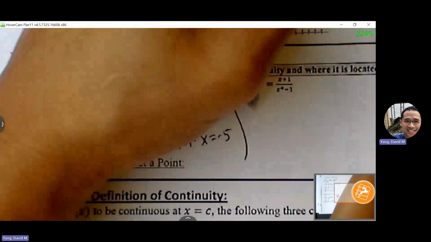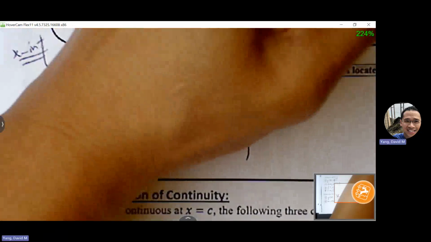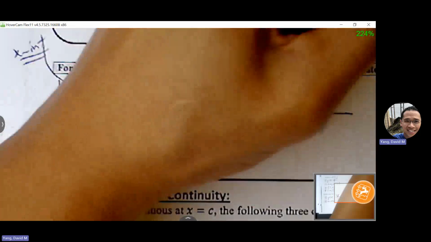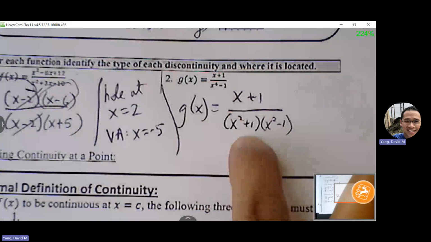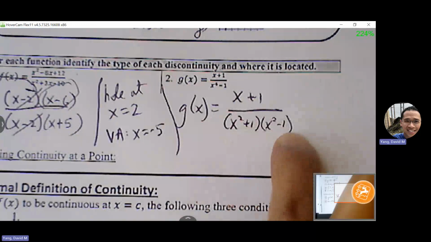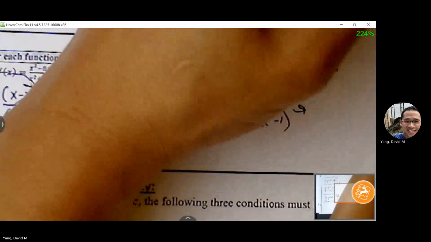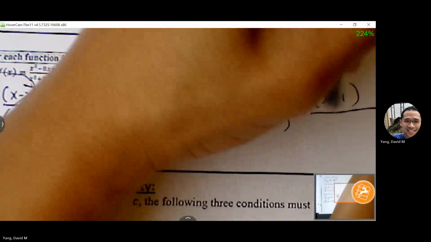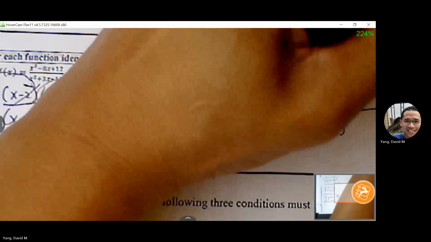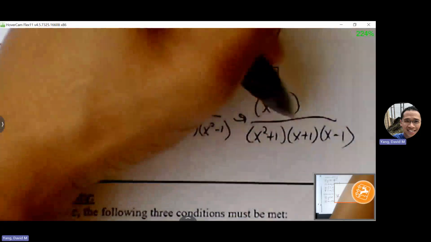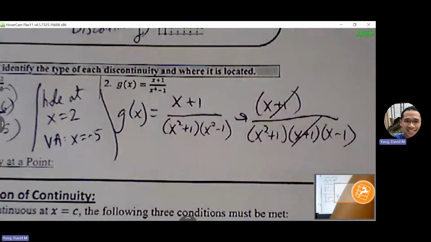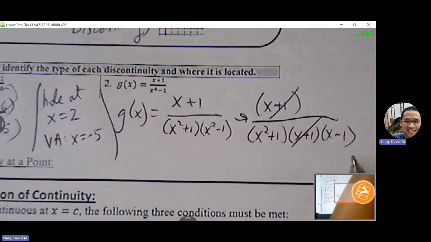Number 2. Numerator, I can't do anything with. Denominator, difference of squares. I can break it down into x squared plus 1 and x squared minus 1. I can't go any further with x squared plus 1, but we can continue with x squared minus 1. That's also a difference of squares. So we can clearly see a hole at x equals -1, vertical asymptote at x equals 1.